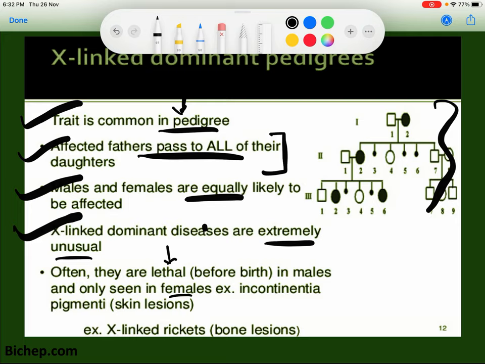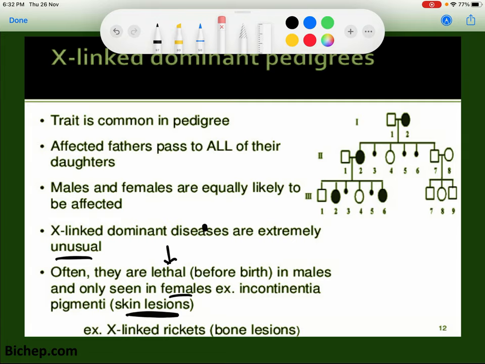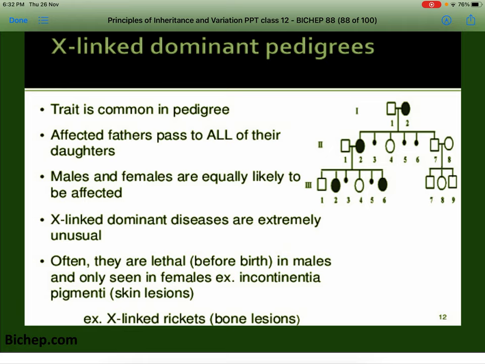So in males, usually it is not seen because it is lethal before birth. So males die during the pregnancy. They are not born. Only females with this kind of disease can be born. That is why it is like that, right? So that's why in the pedigree, it is not shown that males are affected. For example, incontinentia pigmenti, a skin lesion, is an example of this type of disease. So this is an example of an X-linked dominant pedigree. Please take the screenshot.